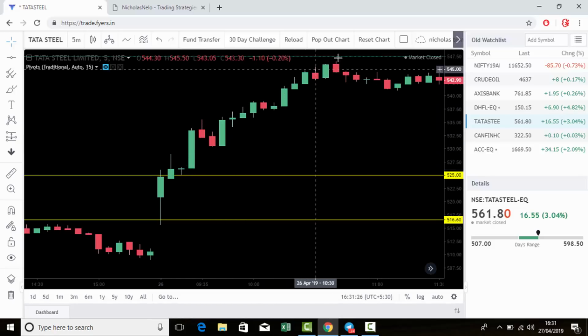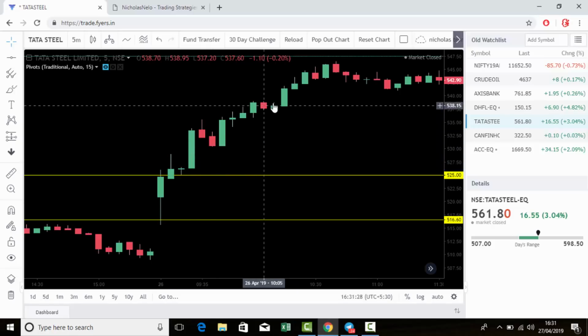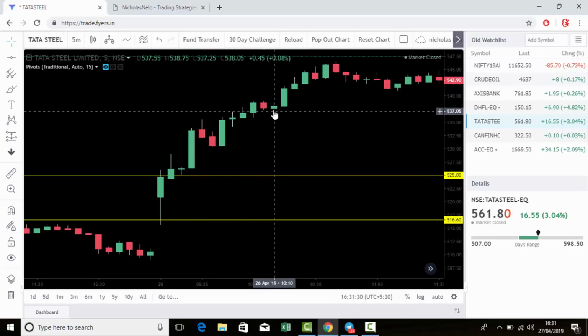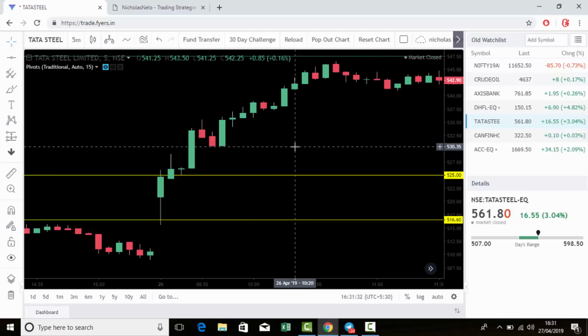Sometimes we will get a jackpot like this. So if you trail the stop loss, then there is a chance to get huge profit. Now I am going to tell you how to find out a false breakout.